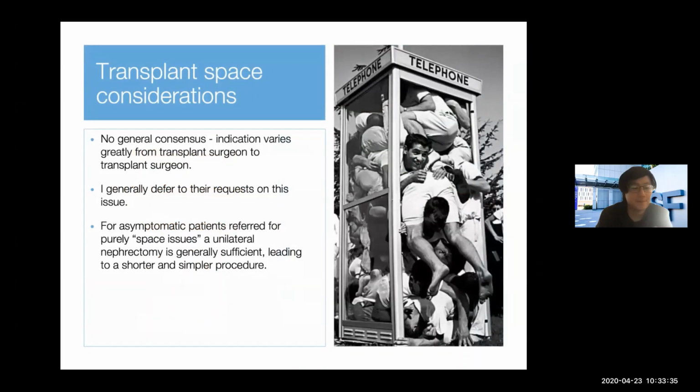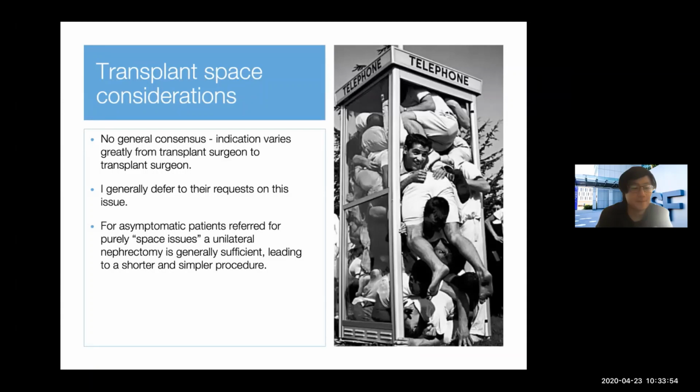So there's no general consensus on when or if to do nephrectomy for patients prior to renal transplantation. This is something that varies very greatly from transplant surgeon to transplant surgeon and program to program. And I generally defer to their requests on this issue.